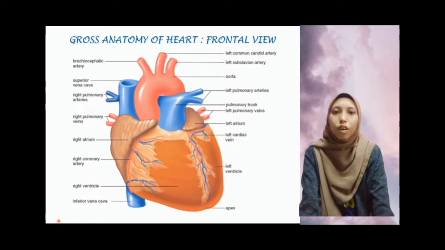Starting from the right, we have the brachiocephalic artery, superior vena cava, right pulmonary arteries, right pulmonary veins, right atrium, right coronary artery, right ventricle and inferior vena cava. And from the top of the left, we have the left common carotid artery, left subclavian artery, aorta, left pulmonary arteries, pulmonary trunk, left pulmonary veins, left atrium, left cardiac vein, left ventricle, and apex.